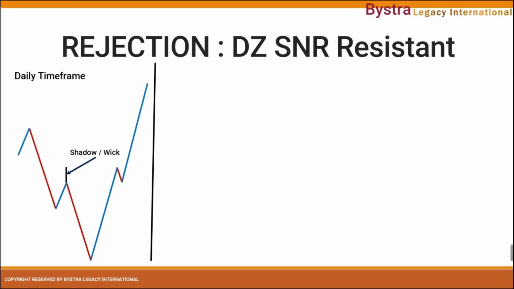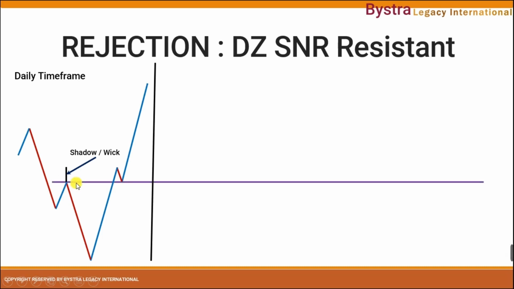Here we can see that this is the daily time frame. Up here is the resistance, bottom here is the support. So this will be the second movement. So price on the daily breaks this second movement. This is considered as a danger zone SNR on the daily time frame as a resistance as well.